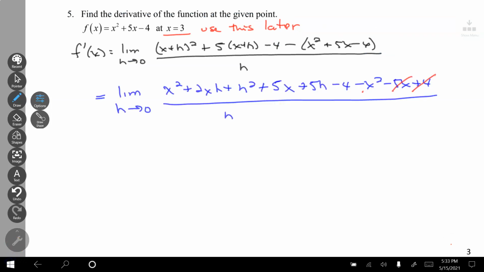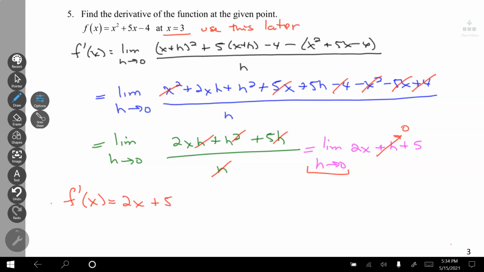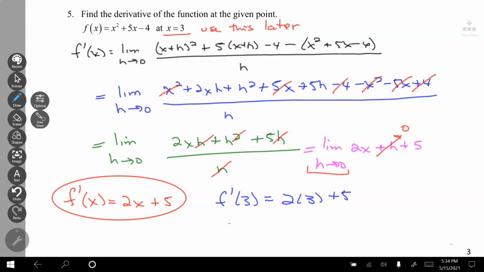I could cancel all the terms in the numerator that do not have an h in them. I can cancel out 1 h everywhere, just like we've been doing. Now I could plug in h equals 0, and I do that, and I get f prime of x is equal to 2x plus 5. That is the general derivative for the original function f of x equals x squared plus 5x minus 4. But now, when I said use this later, I'm going to use it later. I can find f prime of 3 by plugging 3 in here. I get f prime of 3 is equal to 11.